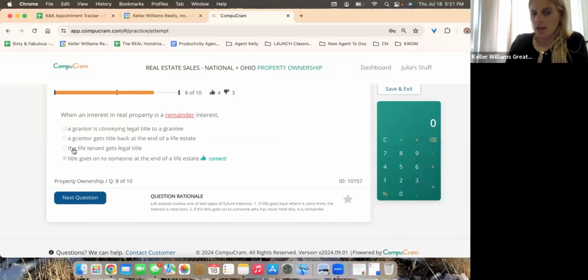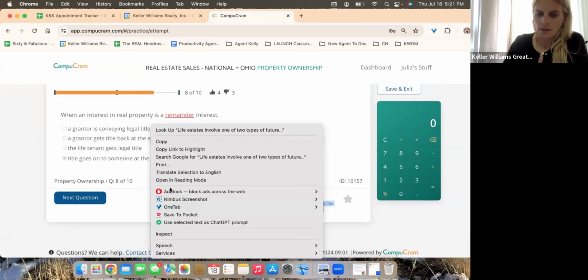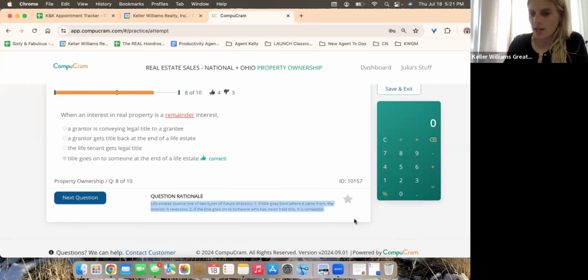And D is correct. Title goes on to someone at the end of a life estate. Life estates involve one of two types of future interests. One, if title goes back where it came from, the interest is reversion. And if title goes on to someone who has never held title, it's remainder. That's a good way to describe it. Definitely knowing that will be very helpful for the test.